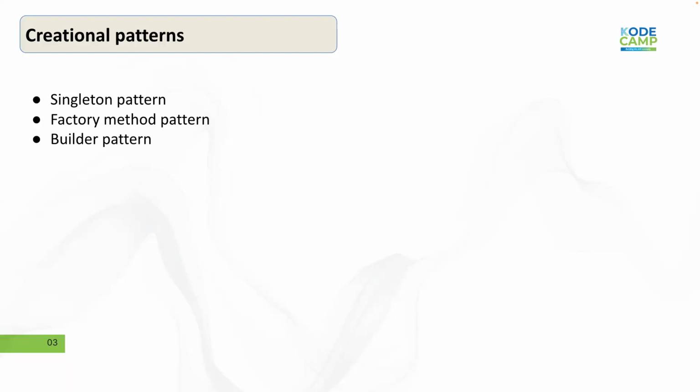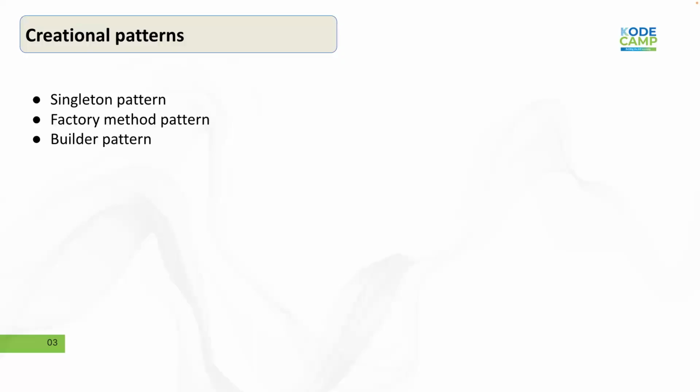But for now, under creational patterns, we've discussed what creational design patterns are, which provide various object creation mechanisms to increase flexibility and reuse of existing code. So they basically abstract the instantiation process, making systems independent of how objects are created, composed, and represented. Under creational patterns, we have singleton pattern, factory method pattern, and builder pattern. The first thing we will look at is the singleton pattern. It ensures a class has only one instance and provides global access to it.